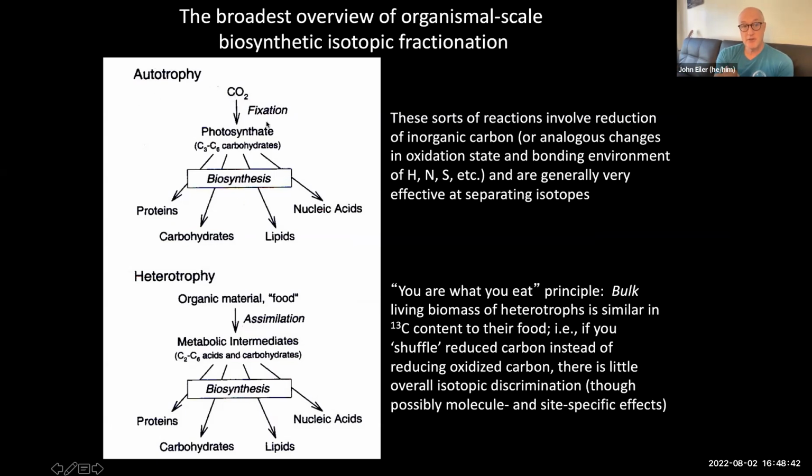One way to organize your thoughts around this complicated subject is to distinguish between autotrophy, the fixing of carbon, say through photosynthesis, and heterotrophy, the redistribution of already reduced carbon. So we're obviously heterotrophs. We assimilate our food, something that's been previously fixed in, say, a plant or an animal that ate a plant, whereas plants are fixing their carbon through photosynthesis. Generally speaking, fixation, autotrophy, is very isotopically fractionating because you're changing the bonding environment of the carbon atom.